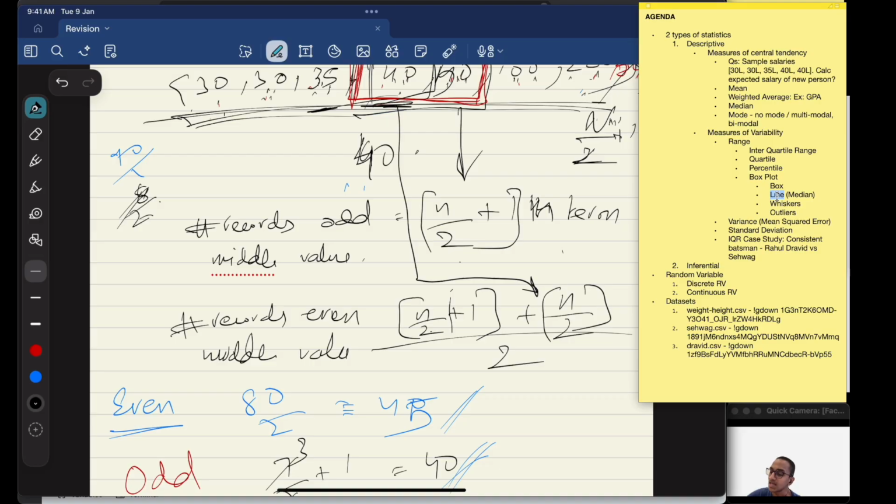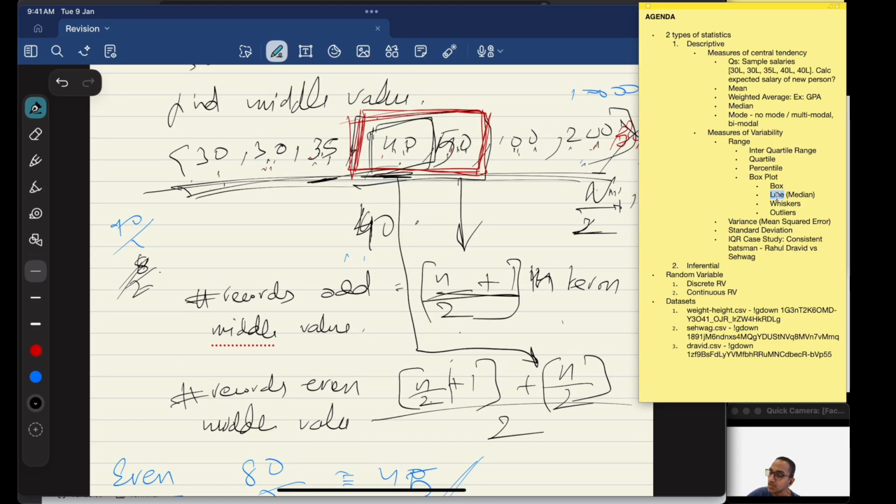Yeah, here it's not n by 2 plus 1, it is n plus 1 by 2. I was thinking something is wrong here. So that is the one. If you have an odd number of elements, like if you have 7 values, you do 7 plus 1 by 2, which is 8 by 2, that is 4. So fourth: 1, 2, 3, 4. 40 is the fourth value.